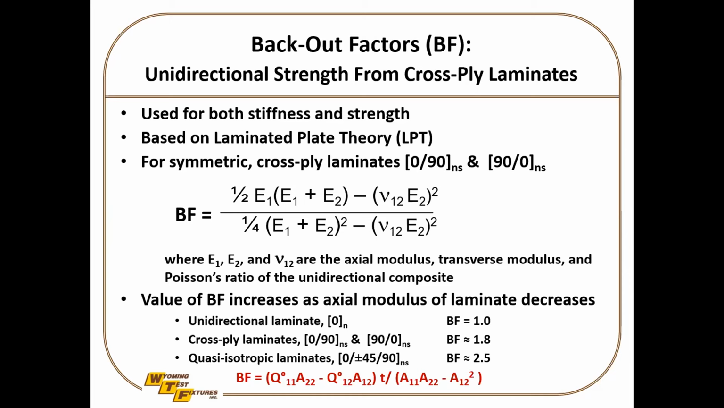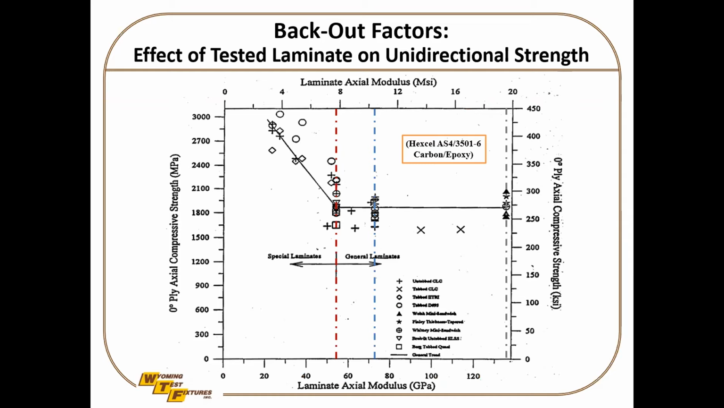What I wanted to focus on in the next minute or two is the data that was collected back in the time when this combined loading compression test was being developed and standardized. This is from the 1990s and start of the 2000s. What's interesting is that back then there was a lot less variety of composite material systems and carbon epoxies. And so all this data is from a single system, AS4/3501-6 carbon epoxy, from lots of different laboratories. And it's plotted with the axial modulus of the laminate on the horizontal axis.